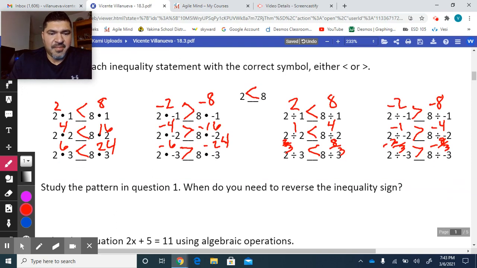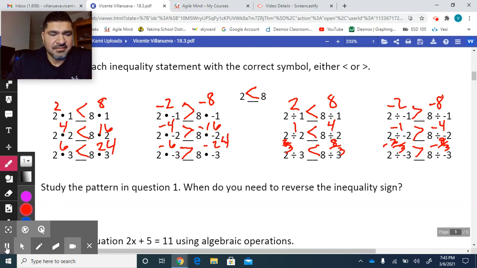Okay, so study the pattern in question 1. When do you need to reverse the inequality? So what do you guys think? Take a good look at that. I'm going to let you guys think for a second. I'll pause the video here. So if you need to pause it, go ahead and pause it now.